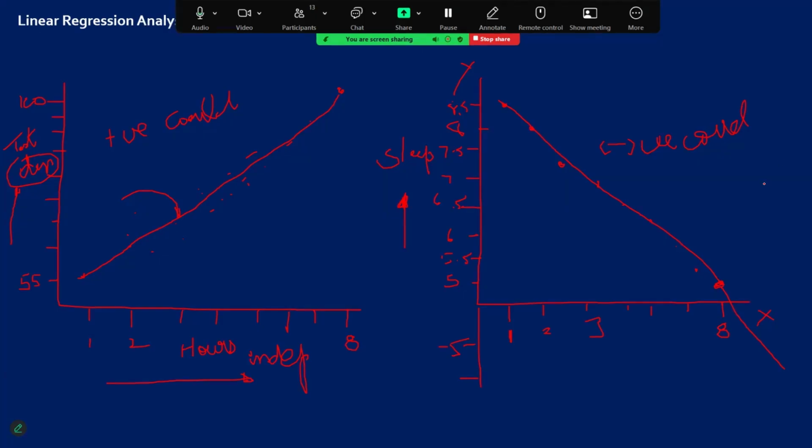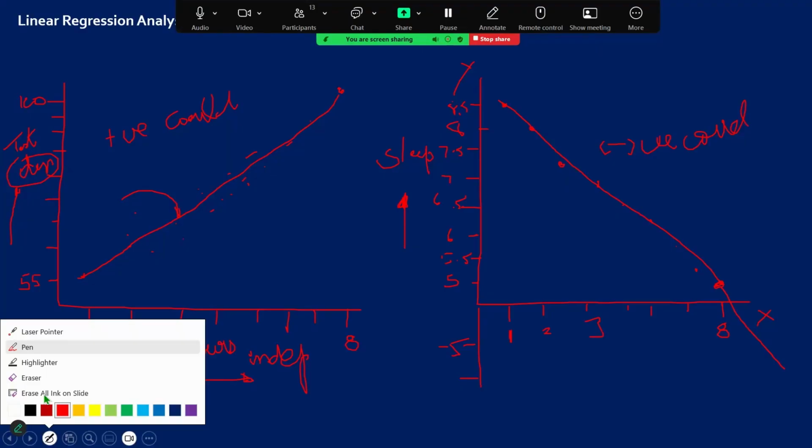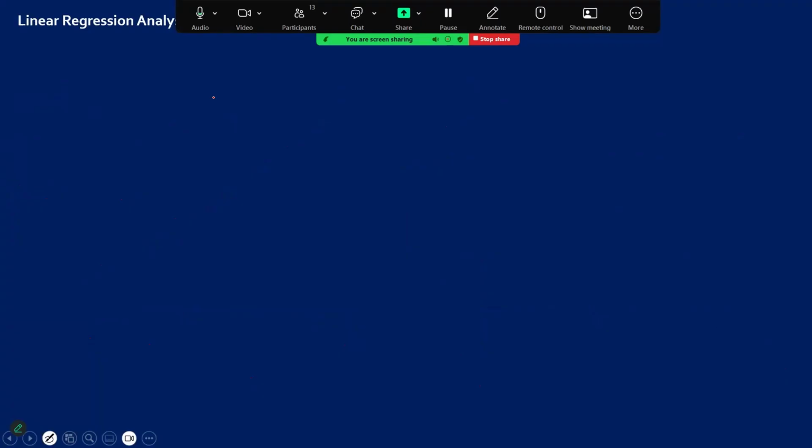Now, just by looking at the graph, you want to identify whether it has a correlation or it doesn't have a correlation, whether it has a positive correlation or it has a negative correlation. Okay, so that's what we want to identify. Because Excel is going to do all that job for us, that is the only thing we need to discuss.